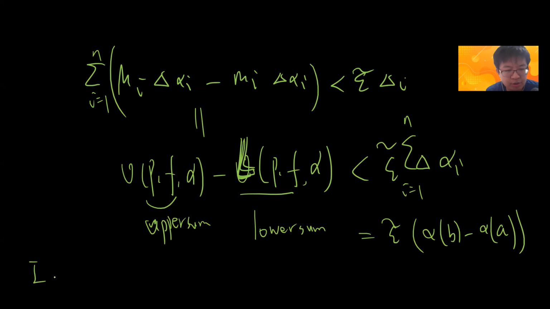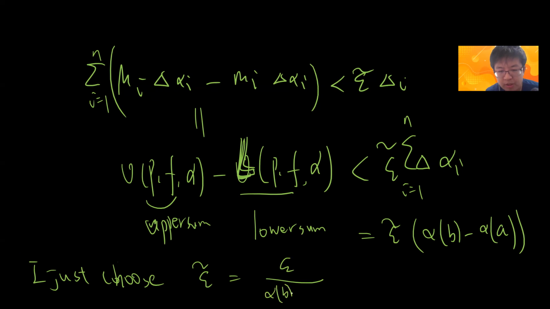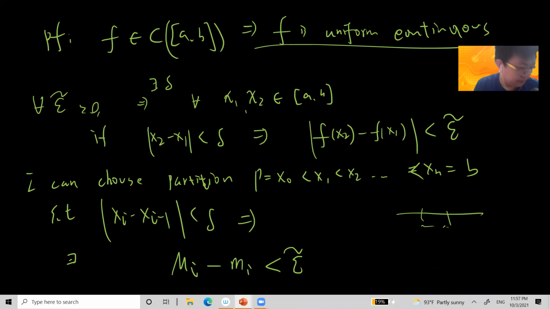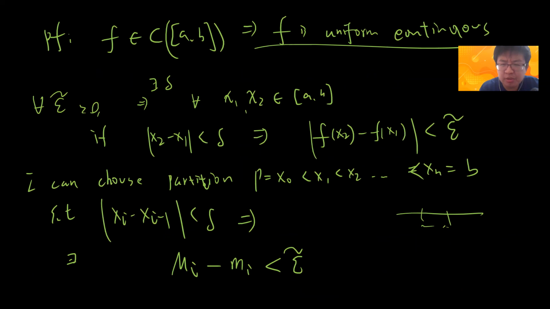So I just choose... remember alpha is a monotone increasing function, right? So I can choose epsilon delta to be epsilon divided by alpha(b) minus alpha(a). Okay, so that means this is epsilon, right? So you can use the property of uniform continuity to easily prove this theorem. Okay, I think this theorem is not difficult, right?